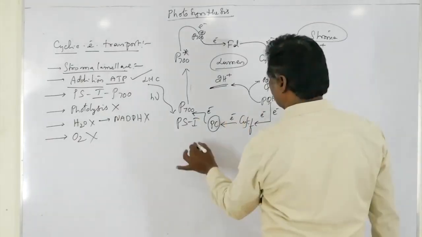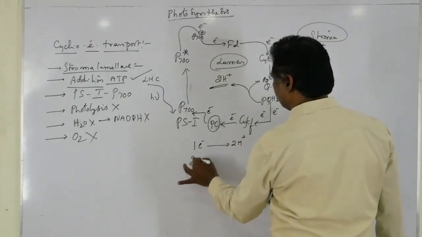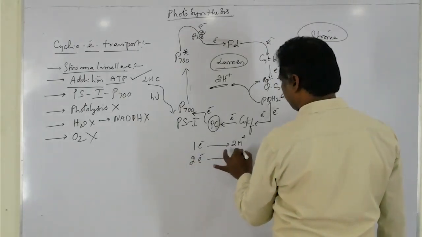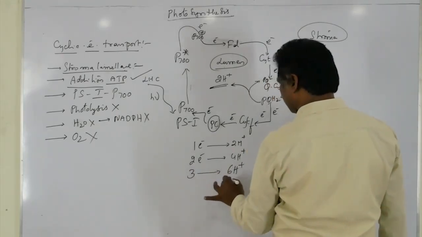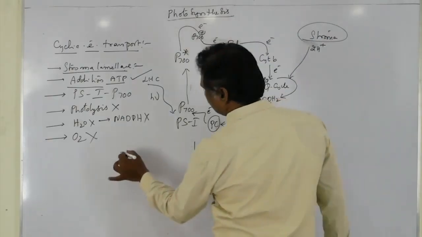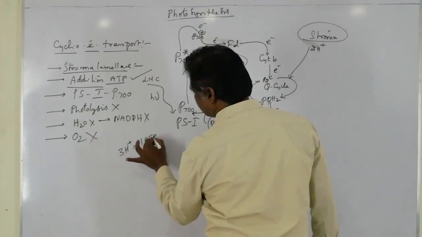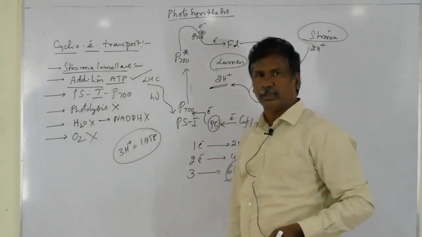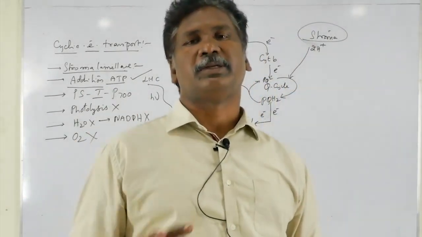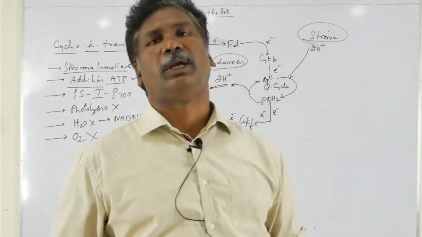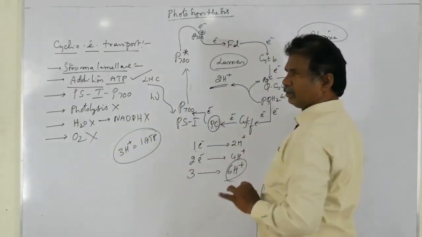If 1 electron translocates 2 protons, 2 electrons translocate 4 protons, 3 electrons translocate 6 protons. You can remember that 3 protons are equal to 1 ATP in the next step. You know that previously, 6 protons are sufficient for production of 2 ATP.